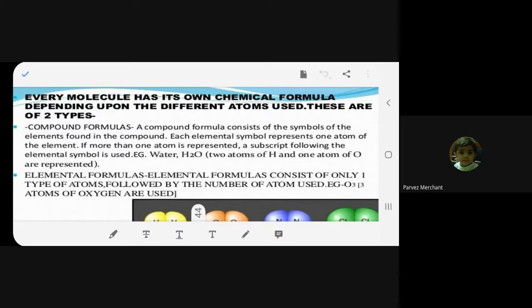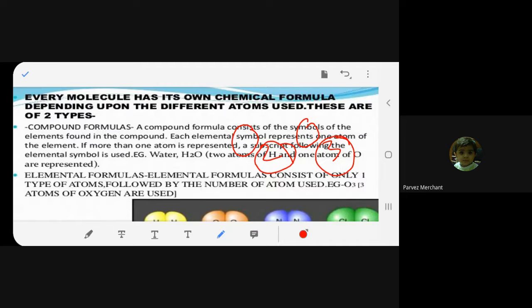For example, let's take up O2 and O3. Let's take up this example, right, beta? Both are elemental. But the only difference is the subscript is 2 over here and the subscript is 3 over here. So the first one is called what? What is the name of O2? Oxygen. And what is the name of O3? Ozone. That's the only difference.